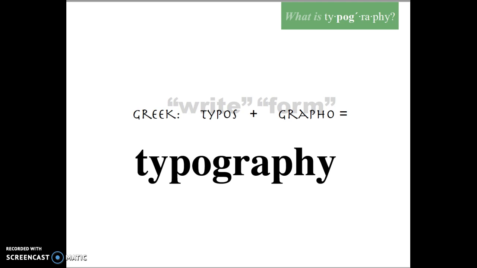Typography is the art of setting type. As you can see here on the slide, it is derived from the Greek words for writing and form, typos and grapho. In combination, that word has evolved.